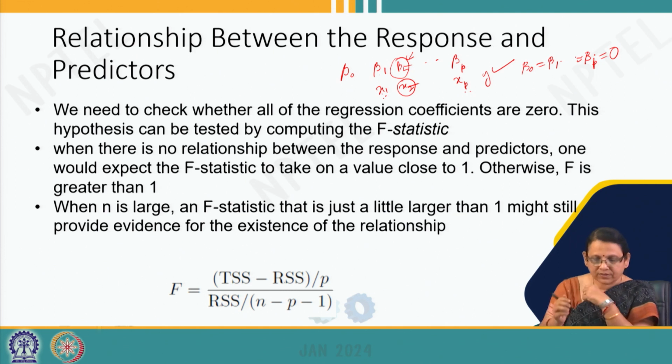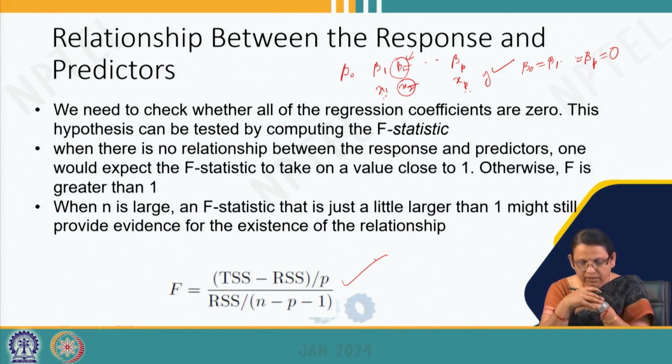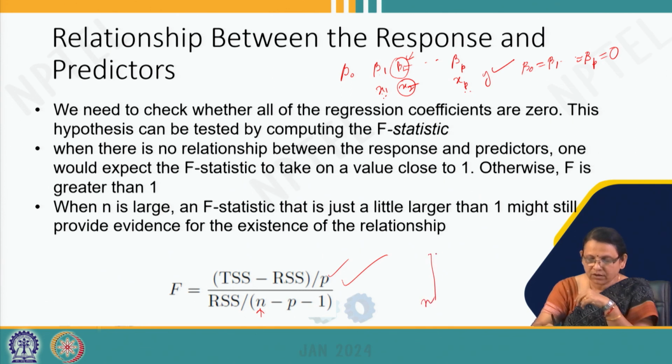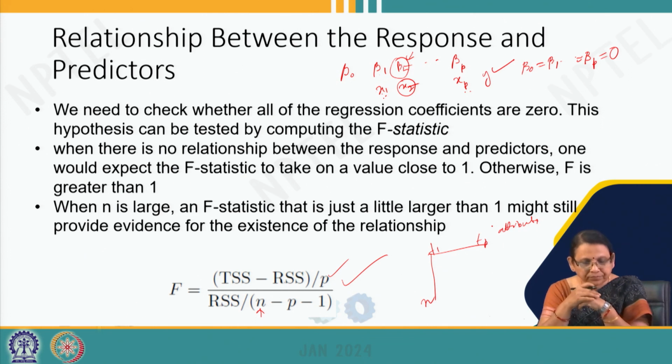Now, this F statistic is defined in this way. This TSS, RSS, etc. you already know. N is the number of records on which you are performing regression. P is the number of attributes. So, this way you have n number of records, and you have p number of attributes.